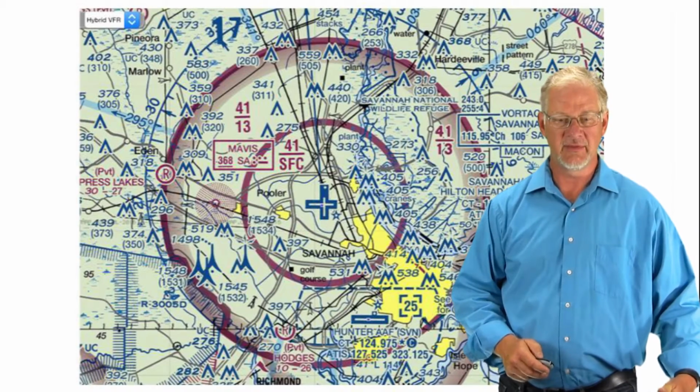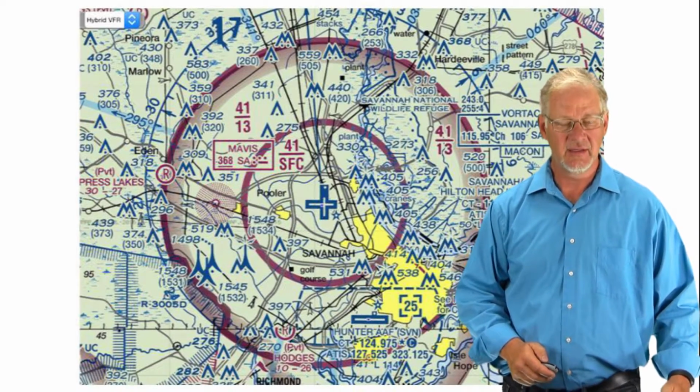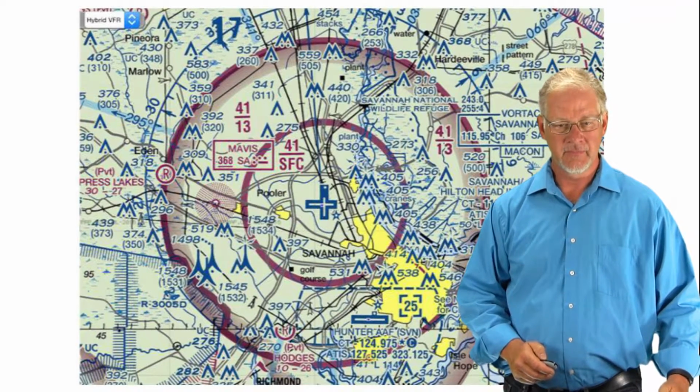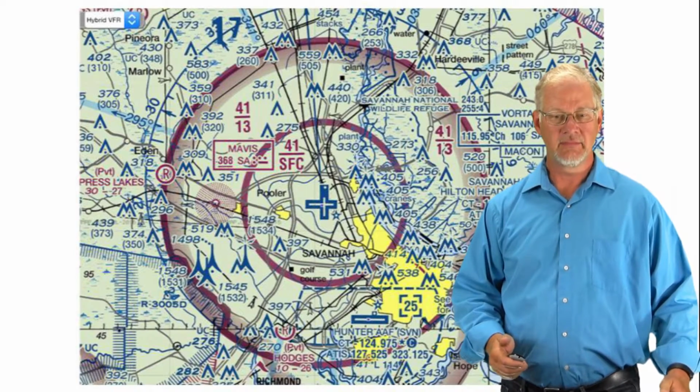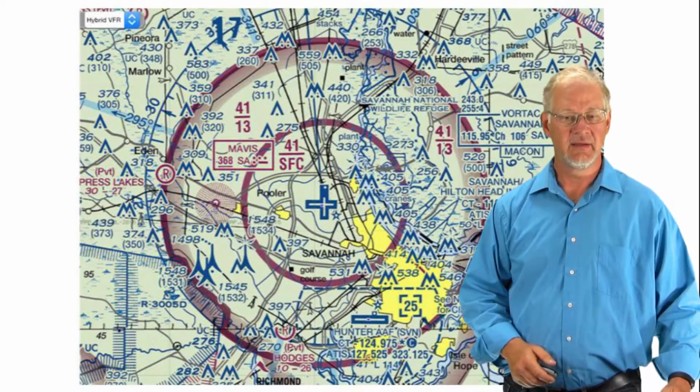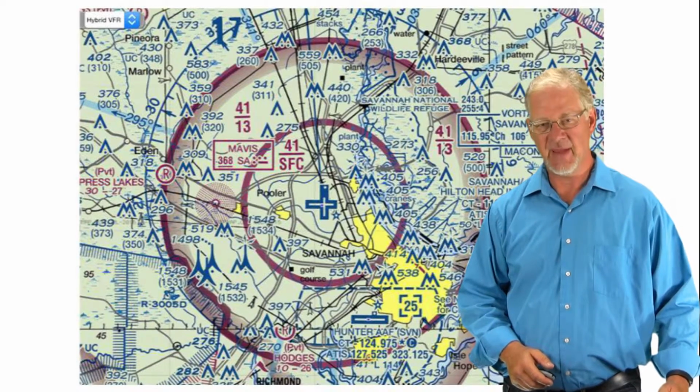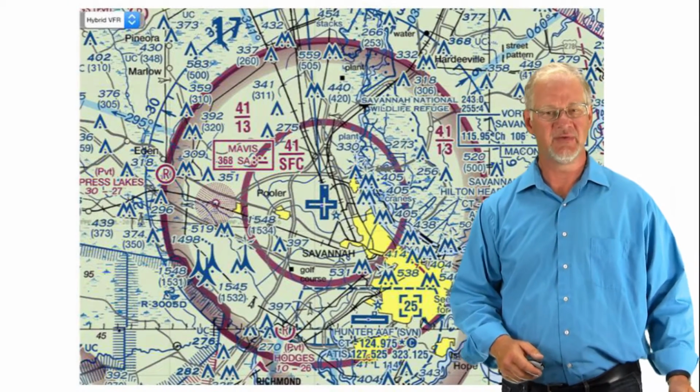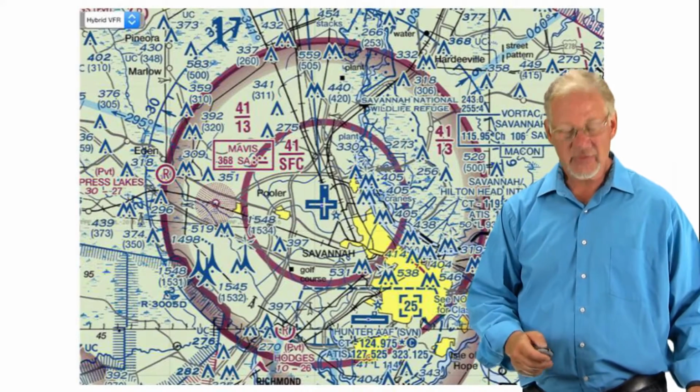If you came up with 1,300 feet MSL, you are correct. You've got 41 and 13. 41 is the ceiling, 13 is the base. You add the 2 zeros, it is MSL. So the answer is 1,300 feet MSL.